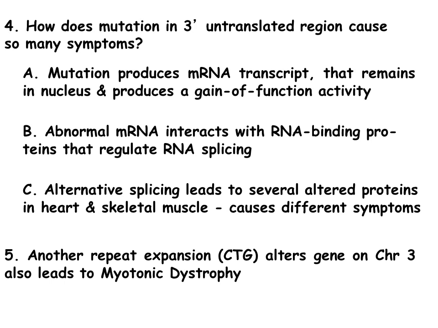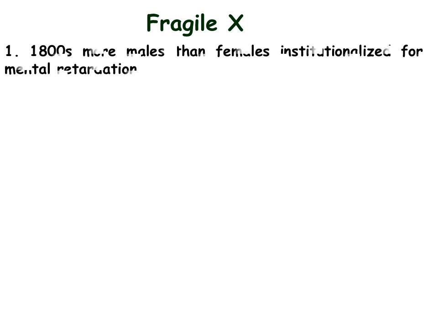Another repeat expansion, CTG, alters genes on chromosome 3, and this also leads to a similar disorder. In fact, they just simply call it the same name, myotonic dystrophy, because it's the same constellation of symptoms. This leads to a discussion of Fragile X.